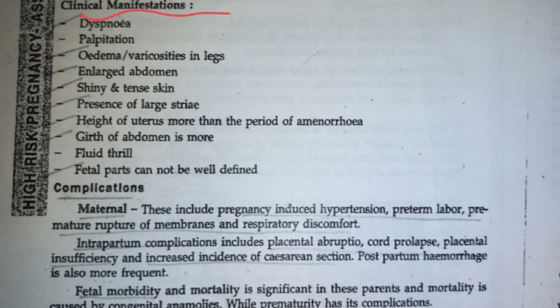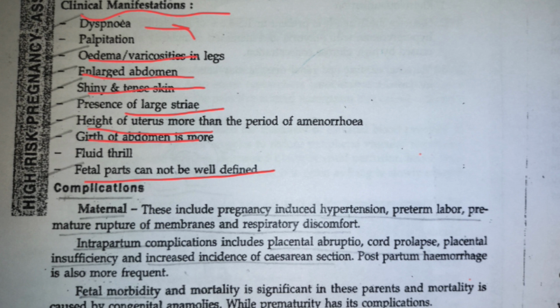The signs and symptoms seen in this condition are dyspnea. There will even be a breathing disorder in the mother. The mother feels very heavy. Edema can be seen. Enlargement of the abdomen. Since the stomach is very much enlarged, the skin will be very shiny. There will be large stretch marks. The height of the uterus is large, so the girth of the abdomen will also be very much more, and the fetal parts will not be well defined. These are the signs and symptoms generally seen in this.